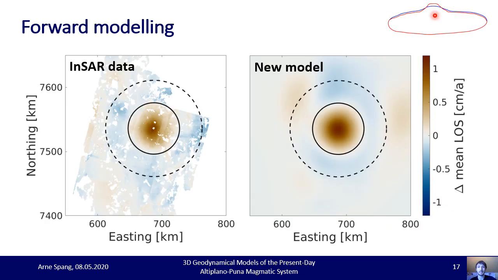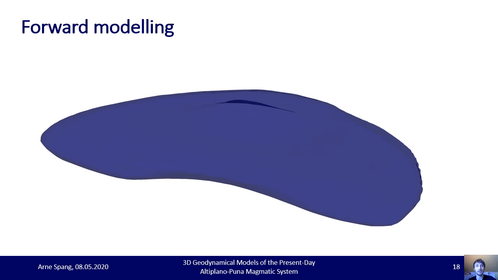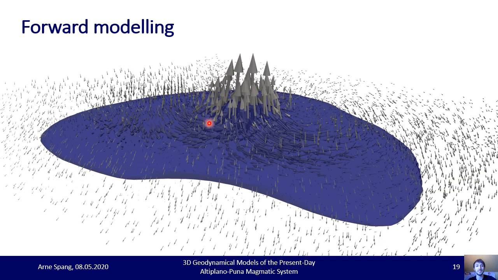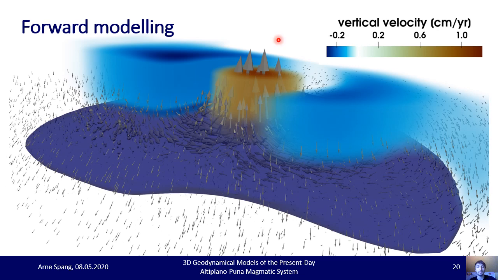And if you run a model with that, so with this red body here, we get a much better fit to the data. So now we have the central part, which is uplifting, and we have this ring of subsidence around it, just like it is in the data that we can observe. And if we take a look at the magma body itself, you can see here we have this central rise that I spoke about. And if we now look at the velocities inside the magma body and around it, we can see that material is flowing from the outskirts of the magma body towards the center and upwards from here. And we can also plot the crustal velocities on top of that.